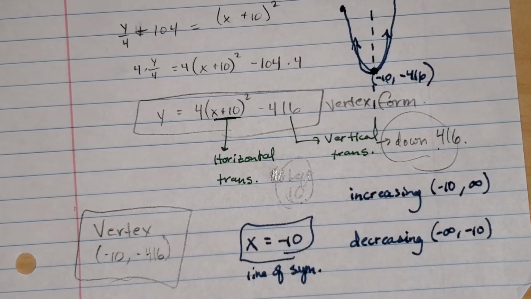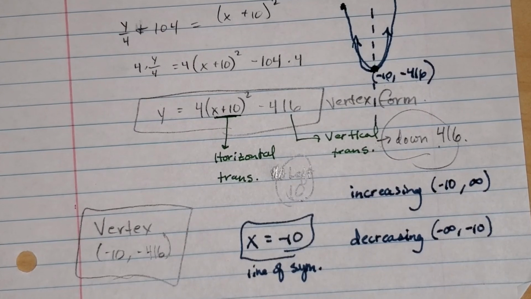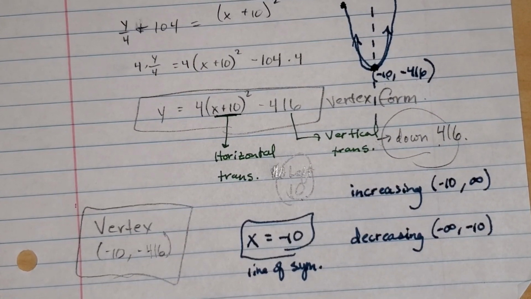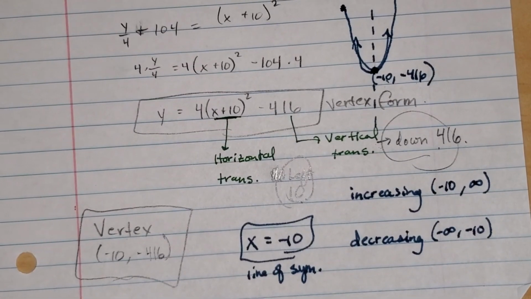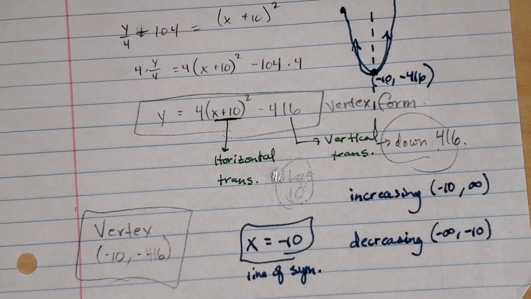And then the question becomes, well, what about negative 10? At negative 10, you're not decreasing and you're not increasing. You're stopped. You're kind of in that in-between, and so it doesn't go with either of these intervals. So if you're asked for these pieces of information given a quadratic, this is how you find them.